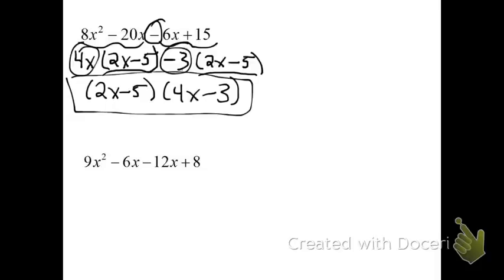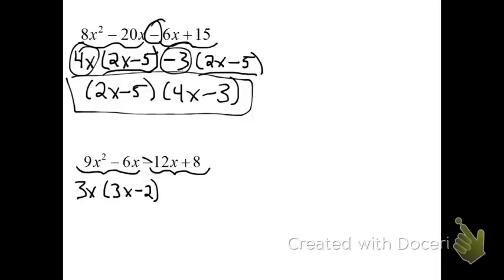Let's do one last one. I have the first pair and the last pair. The GCF of a 9x squared and a negative 6x would be a 3x. If I divide 9x squared by 3x, I think I get 3x. Negative 6x divided by 3x is negative 2. Again, if you distribute, you will get 9x squared and a minus 6x back.